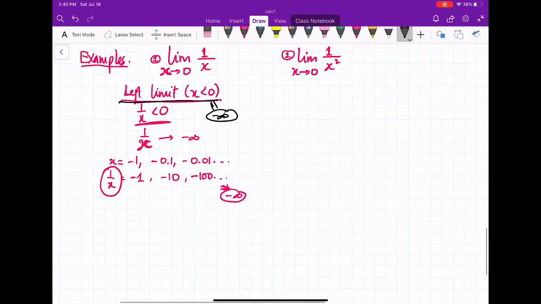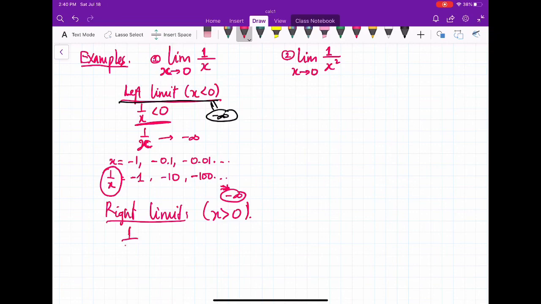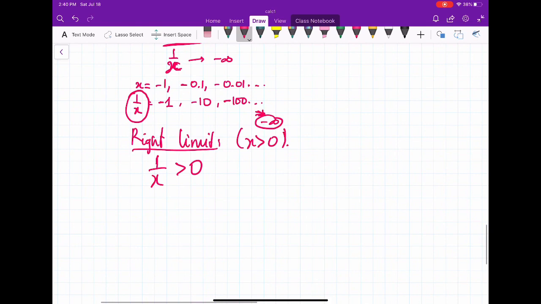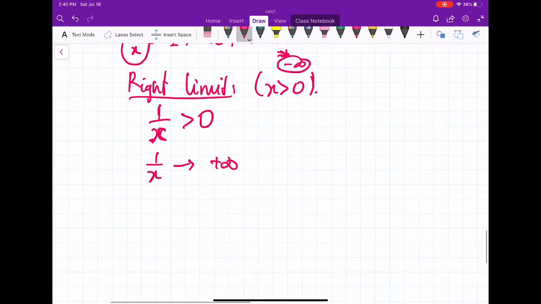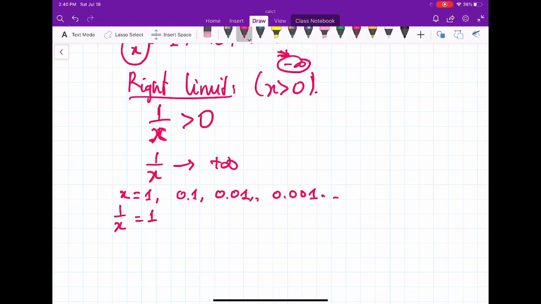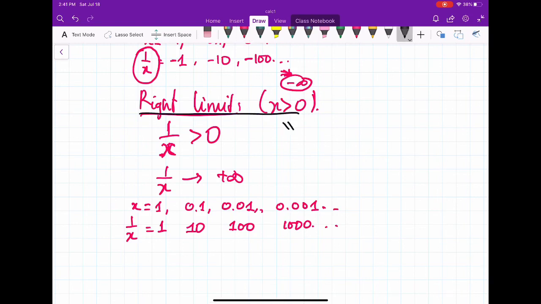All right, so what is the right limit? That means when x is bigger than 0. Again, 1 over x is bigger than 0. When you divide 1 by a very small but positive number, you can imagine 1 over x goes to positive infinity. Why? I can choose the following, just as an example: x equal to 1, then 0.1, and if you want closer, you can choose 0.01, and so on. They approach 0 from the right. So what is 1 over x here? That is 1. Here I have 10, here 100, here 1000, and so on. The function values increase to infinity. So I can say the right limit in this case is equal to positive infinity.